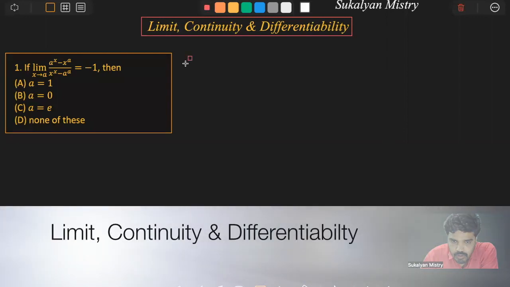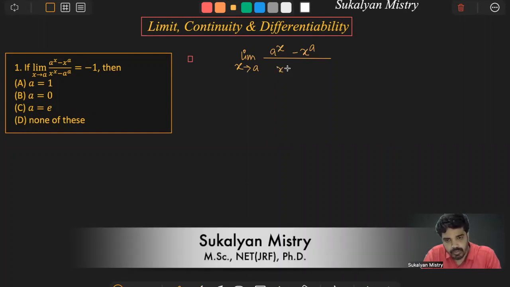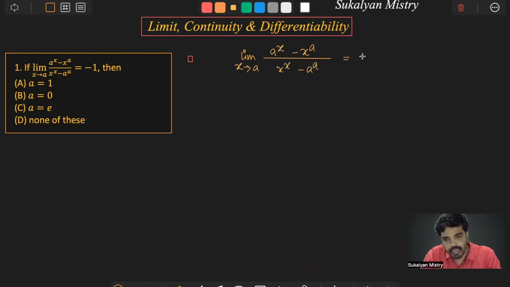So the first problem is given. Here it is given that limit x tending to a of (a to the power x minus x to the power a) divided by (x to the power x minus a to the power a) is equal to -1. Then a is equal to 1, a is equal to 0, a is equal to e. Which of the following is correct?